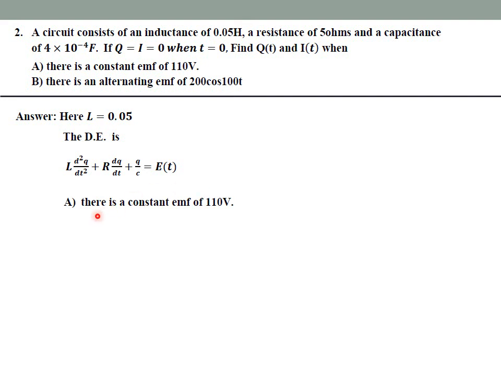I'm taking my first question. There is a constant EMF of 110 volt. So your E of t is 110, and you know what is L? L is nothing but inductance 0.05, R is resistance 5 ohm, and C is capacitance 4 into 10 power minus 4 farad. Substitute everything here in the equation. So I'll get, just check here, L is 0.05, R is 5, 1 by C, C is 4 into 10 power minus 4, is equal to, my E of t is 110.